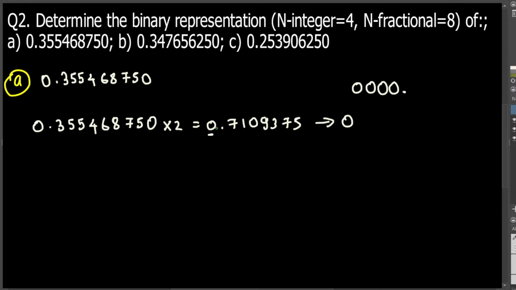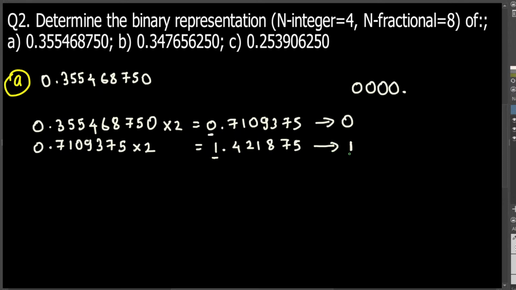And then the next thing we do is grab this value 0.7109375 and multiply that one by 2, and that gives us 1.421875. Here we look at the number before the decimal point, that's 1. So here we put 1. Then after that we only grab the value after the decimal point, in this case 0.421875. We neglect the values before the decimal point. Here it is 1, we neglect that, only the values after the decimal point.